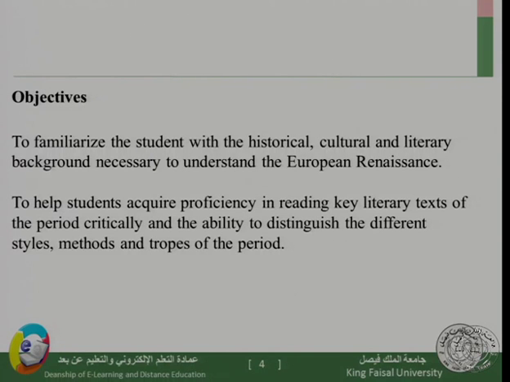And this three-part division, ancient, medieval, and modern, was given to us from the Renaissance. It's from the Renaissance period that this division started being used, and it is still in use today. So basically the objective of this course is to allow the student to become familiar with the historical, cultural, and literary backgrounds that are necessary for the student to understand the European Renaissance.